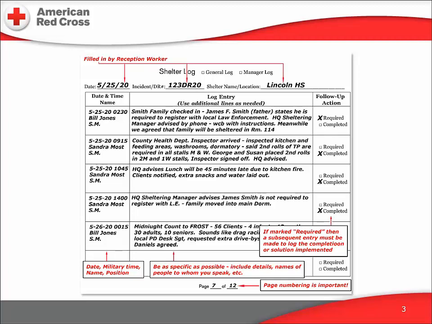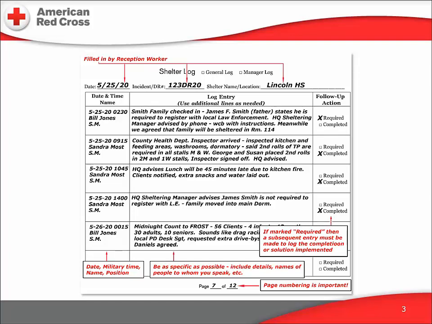Shelter manager Bill Jones wrote this entry at 2:30 a.m. on May the 25th. The Smith family arrived at the shelter and registered. During the intake interview, James Smith said that yes, he was required to report to law enforcement when he spends the night somewhere other than his home.